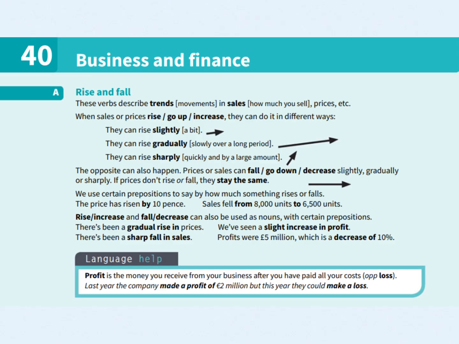Language help, profit and loss. Profit is the money a business receives after it has paid all its costs. For example, last year, the company made a profit of £2 million. The expression make a profit means that a business earns more money than it spends. The opposite is make a loss, which means that the business spends more than it earns.